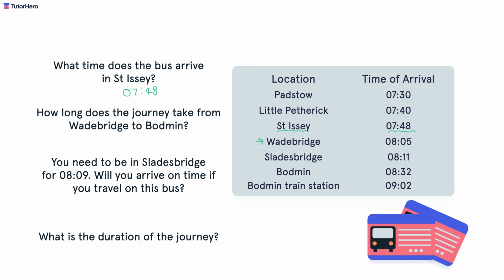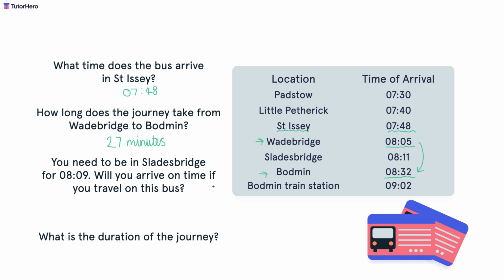So here we have Wadebridge, and here's Bodmin. The train arrives in Wadebridge at 8:05 and then arrives in Bodmin later at 8:32. So we need to find the difference between these times to find out how long the journey takes. So the difference is 27 minutes. So the journey from Wadebridge to Bodmin takes 27 minutes. You need to be in Sladesbridge for 8:09.